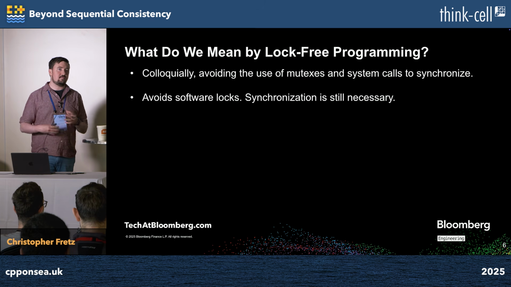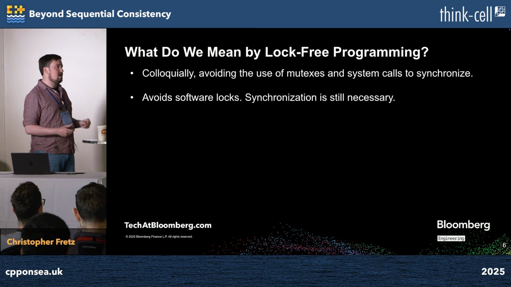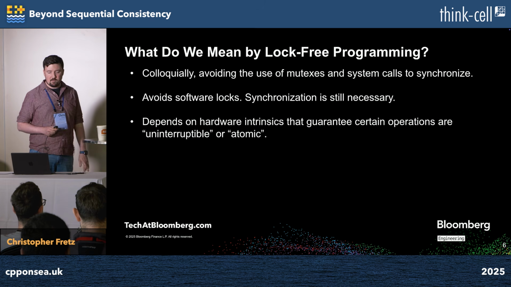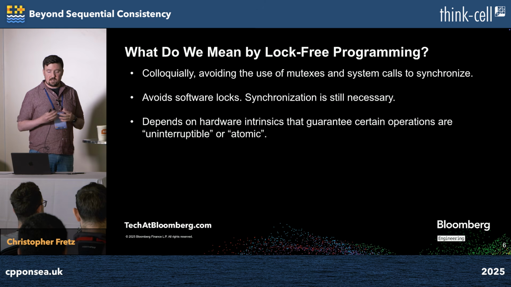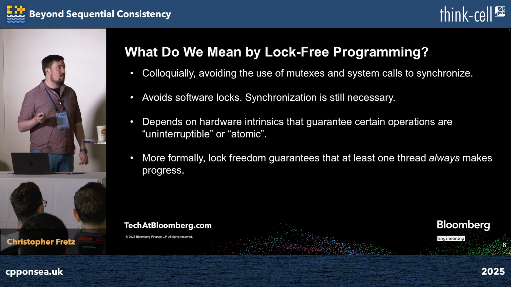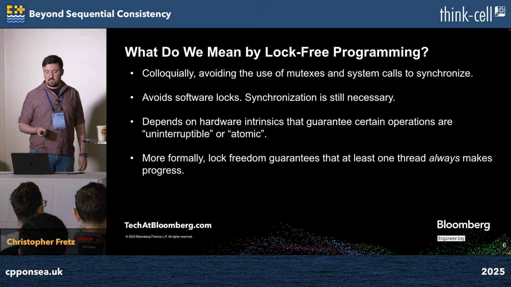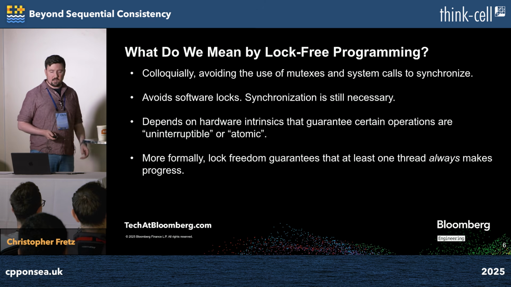There's going to have to be some guarantee in terms of how your threads cooperate or interact with each other. So there is still synchronization. It's just trying to do it at the minimum granularity possible. And so we depend on hardware intrinsics that guarantee that certain operations are uninterruptible or atomic. More formally, lock freedom guarantees that for your algorithm, at least one thread always makes progress. That maybe doesn't sound like such a strong guarantee, so what do we really mean by that? What does that look like?